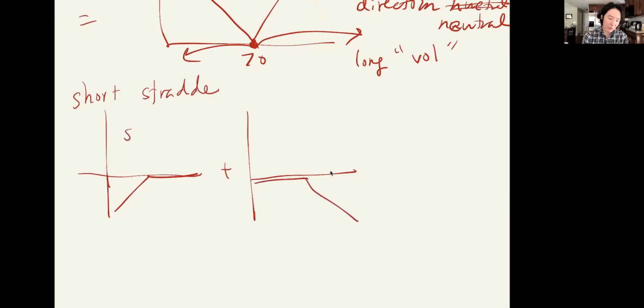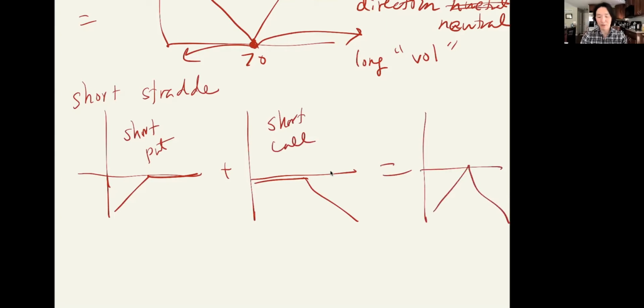Okay, so this is short put and short call, and then what do you get? You get this negative V sign. This is the infamous short straddle strategy. Okay, so in this strategy, you're betting negatively on volatility. You're betting that future volatility is going to be lower. Okay? When do you lose money? When the future volatility, of course, becomes very high.